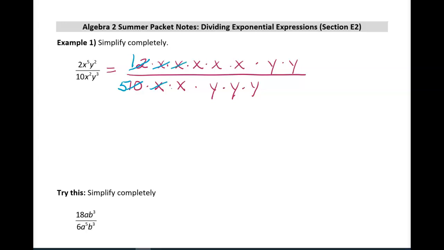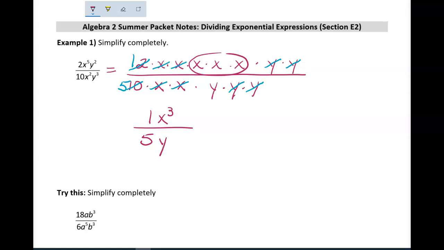Each factor of x in the numerator can cancel with the matching factor of x in the denominator. Same thing for the y's. There are 2 in the numerator, so we can cancel 2 in the denominator. And that's just going to leave us with 1, and then there are 3 x's left, so x cubed. And then in the denominator, 5, and the only other variable left there is y.